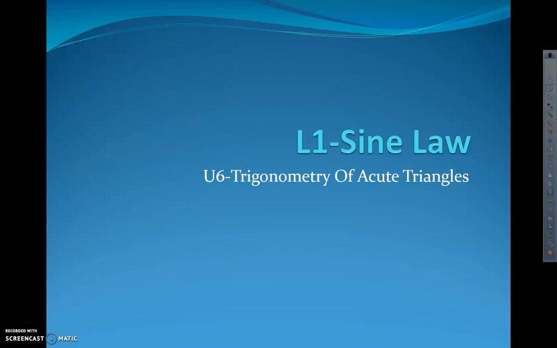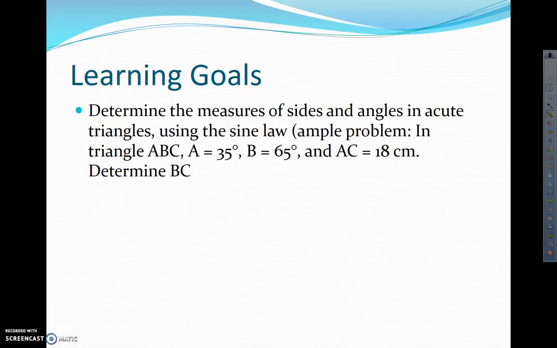Welcome back. We're going to start off and jump right in with Sine Law, and this is trigonometry of acute triangles. We're going to start off with our learning goals, which is to determine the measures of sides and angles in acute triangles using the Sine Law. A sample problem would be: in triangle ABC, if A is 35 degrees, B is 65 degrees, and AC is 18, determine the value of BC. And it'll become a little bit easier to do as we look at the questions in this section.